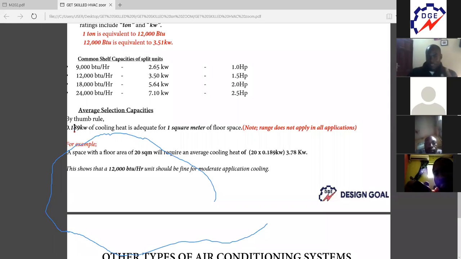This average estimation gives you an average range of 0.189 kilowatts of cooling heat, adequate for 1 square meter of space. Please note this: the range does not apply in all applications. It is an estimate which can still be slightly applicable for single split designs. But when you go to multiple or more pronounced design specifications, this will not fully apply, because if you apply this, then you run yourself into problems. But for single split residential development, this is still okay. You can still use it here and there.